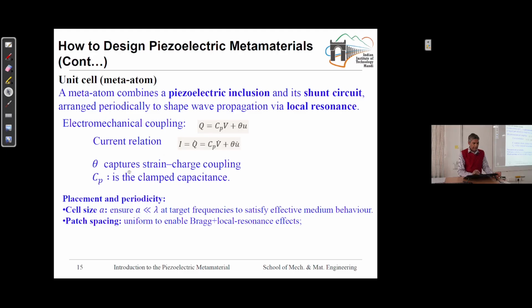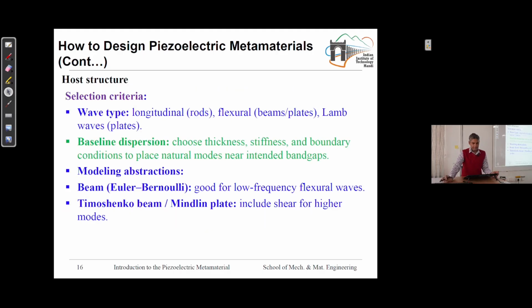Then, designing of the unit cell means giving the sizing to the unit cell, and of course the shape. Sizing means that a should be very small compared to lambda. So we should be aware of what lambda is. Lambda depends on the requirement, which type of vibrations we have. Then patch spacing, that is the distance between two patches, the so-called distance D. D includes both a plus the gap.